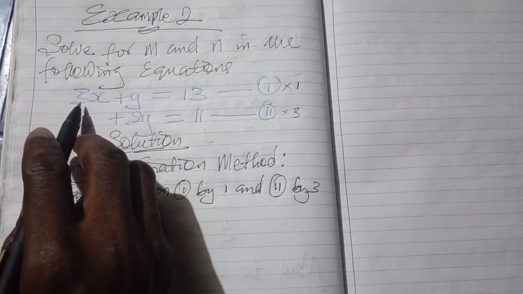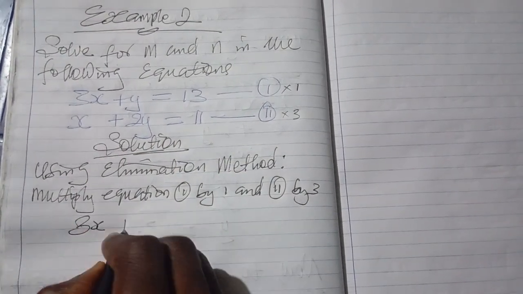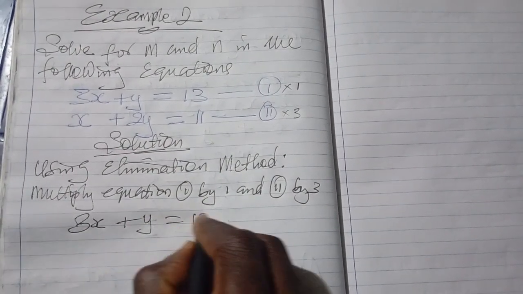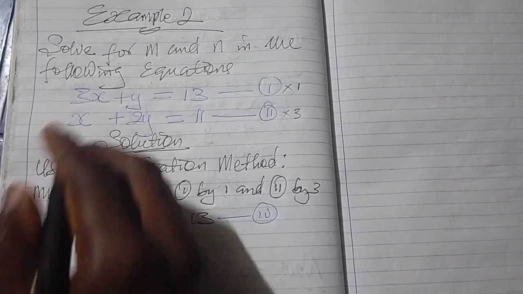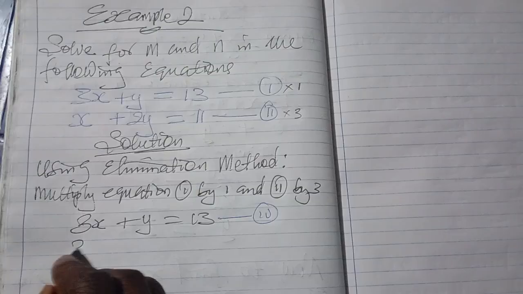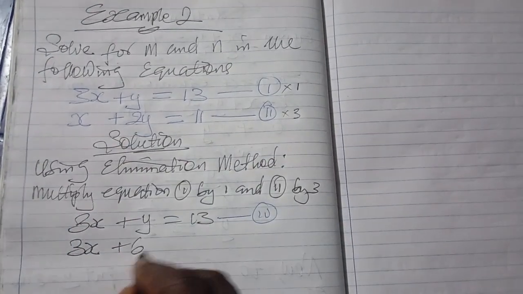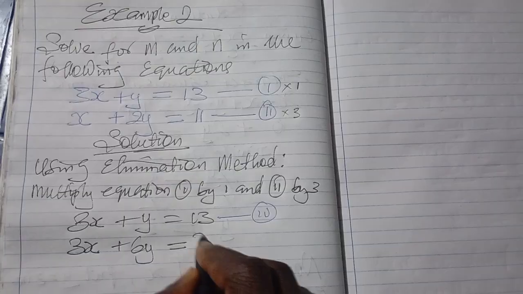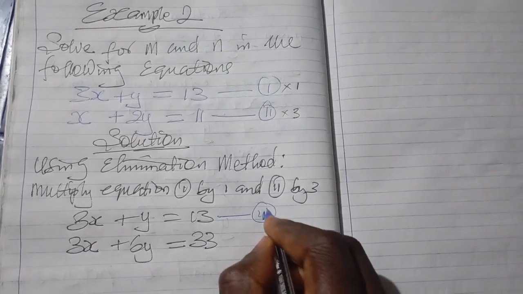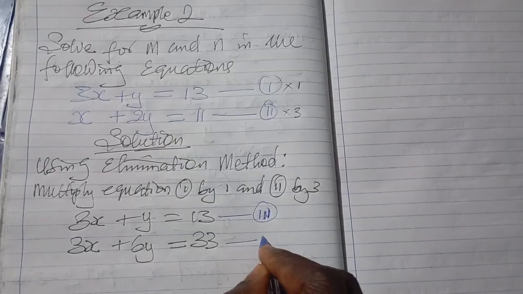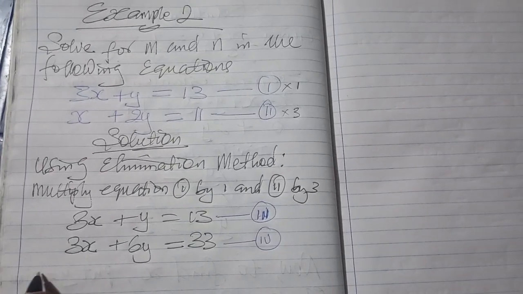So we have here 1 multiplied by all of equation 1, we still have 3x plus y is equals to 13. We can call it equation 4 now. Here now 3 times x is 3x plus 3 times 2y, you have 6y, is equals to 33. Let's call this equation 3. Remember, this is equation 3, here is equation 4. So equation 3 from 4.